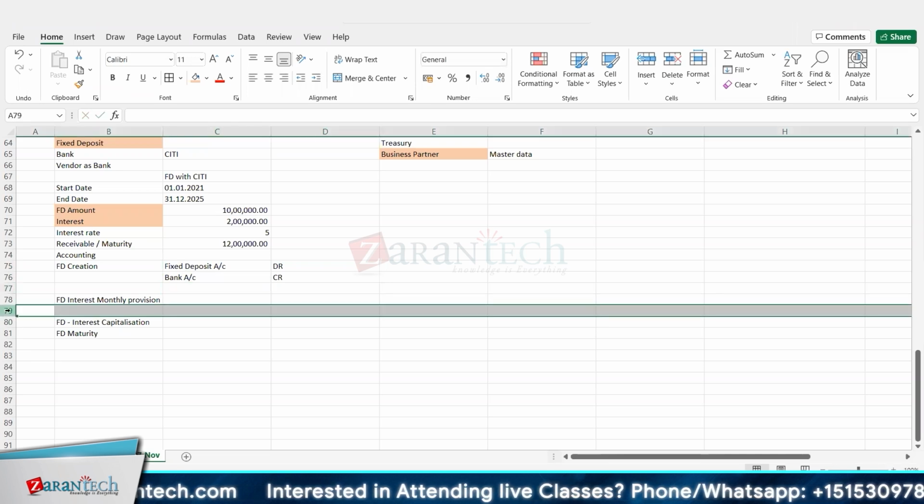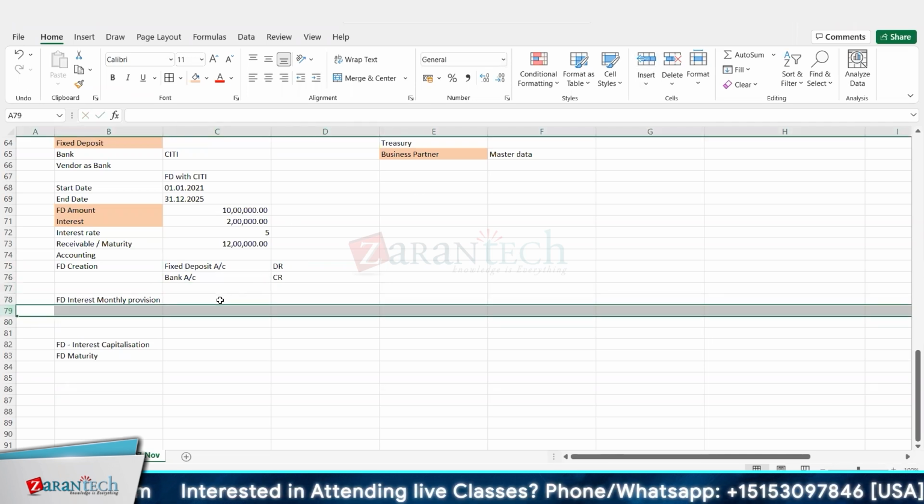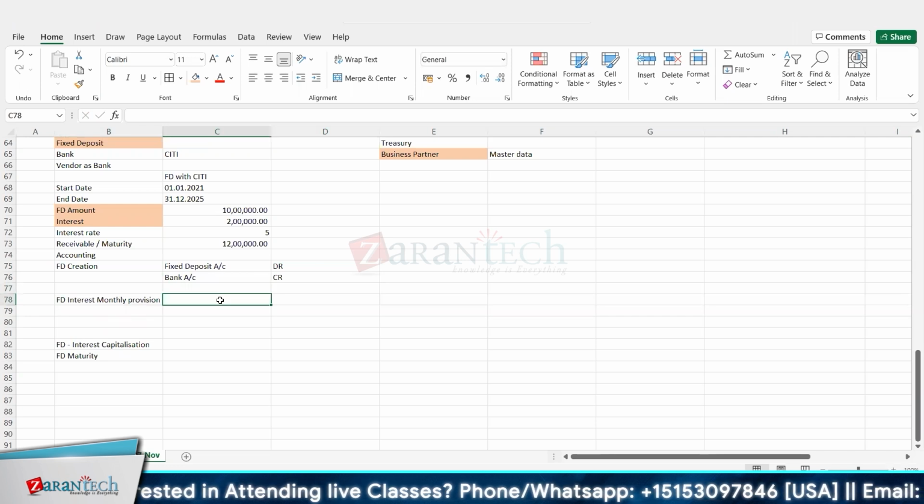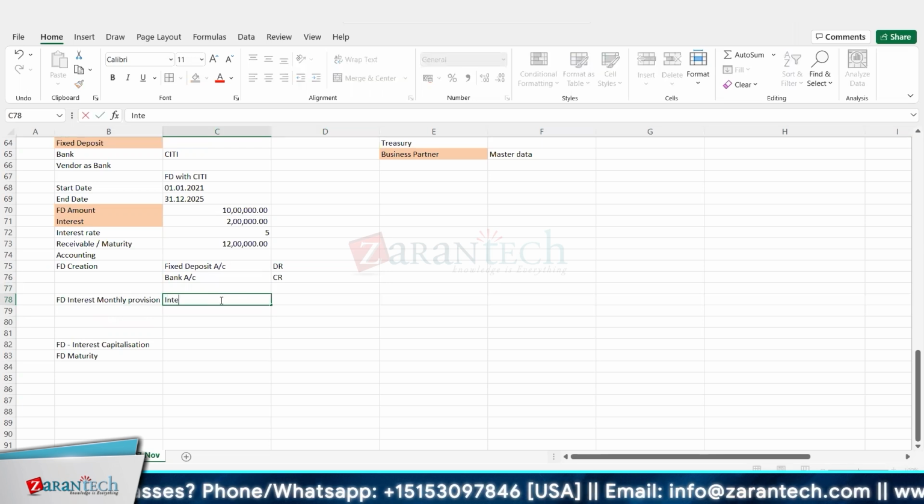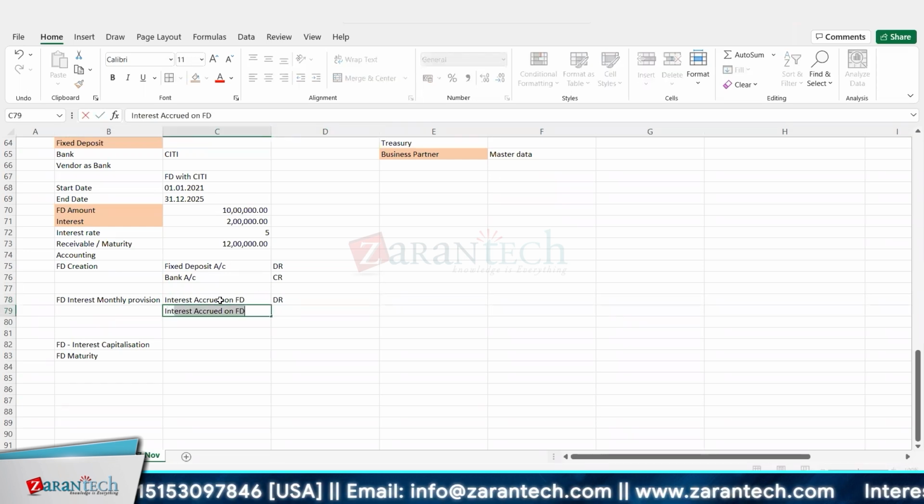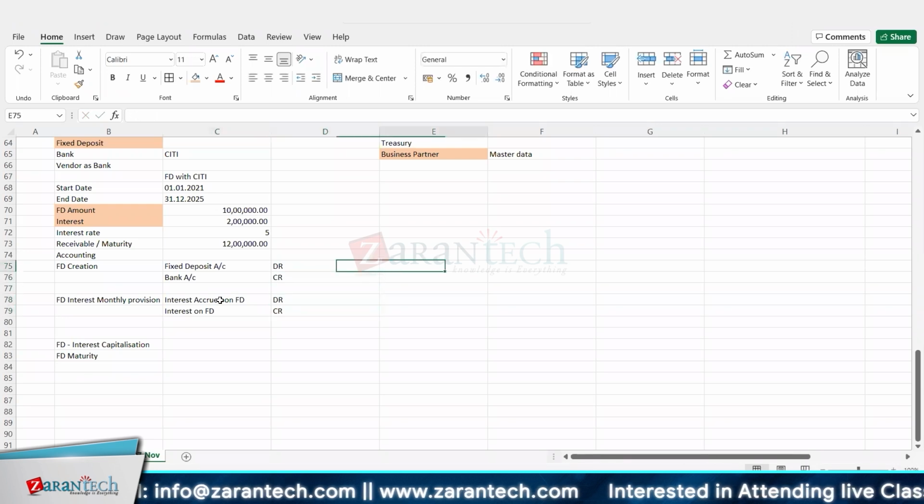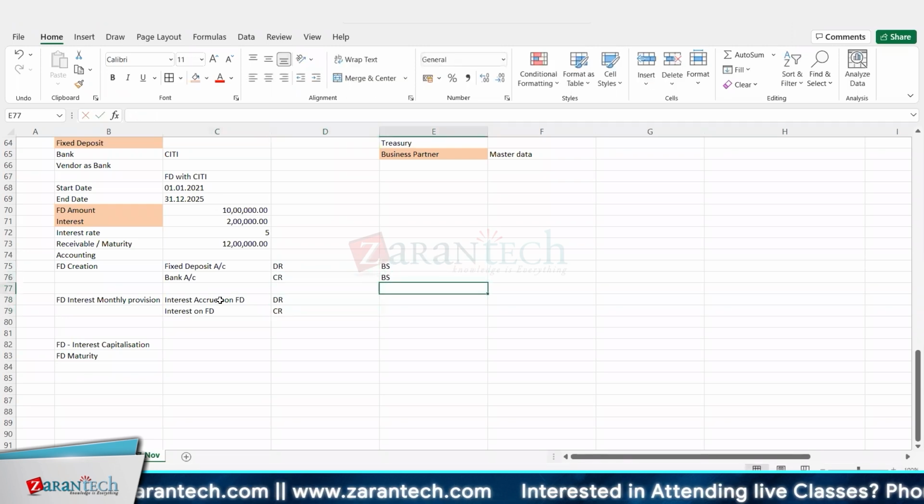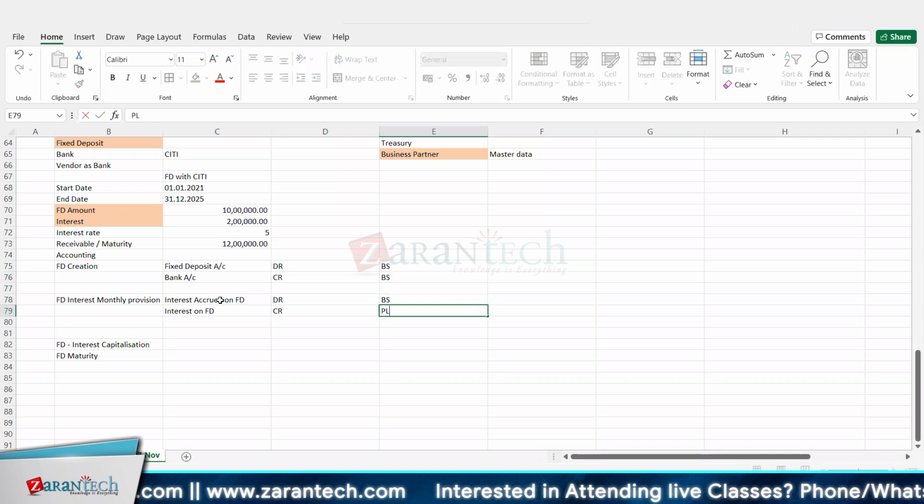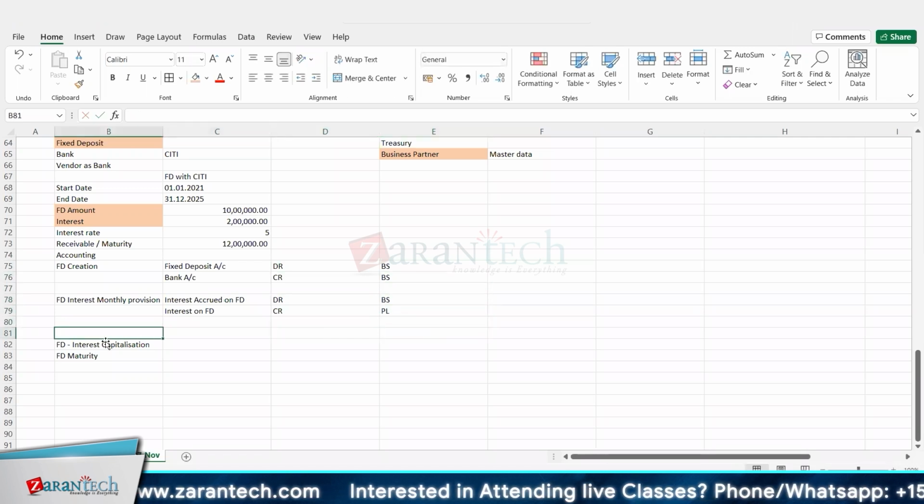Then when I do the month end provision of the fixed deposit interest, at that time there will be an accounting entry. So what is that accounting entry? The accounting entry of the provision is: interest accrued on fixed deposit, this account debit, and interest on fixed deposit, this is income, credit. So this is my balance sheet account, this is my P&L account.